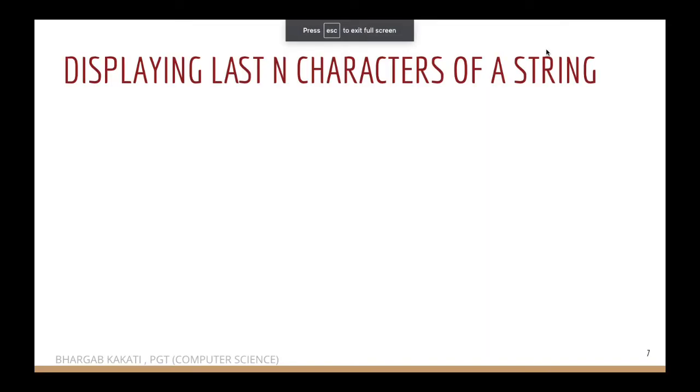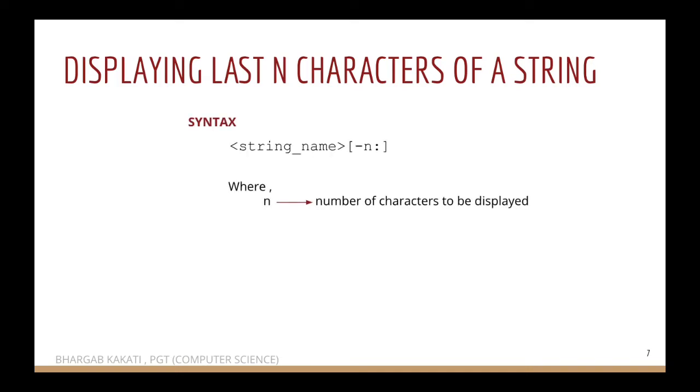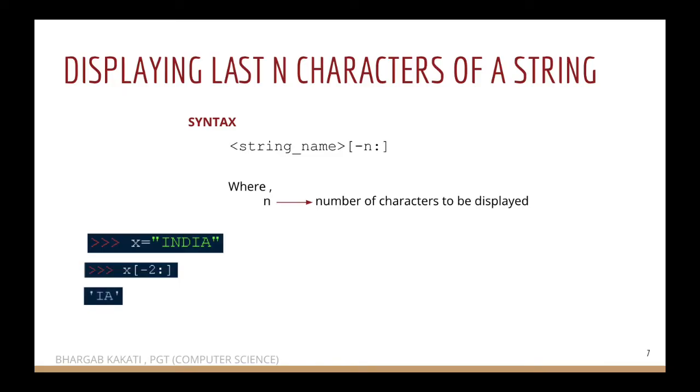Now, if I want to display the last n characters of a string, suppose the question comes to display the last 3 characters of a string, then what is the syntax? Then the syntax is string name, then within bracket we need to give minus n is to. Here we need to use the negative index. What is the meaning of n? N means the number of characters to be displayed. So if x is India, x[-2:] means I want to display the last 2 characters of the string India. So it will fetch me IA.